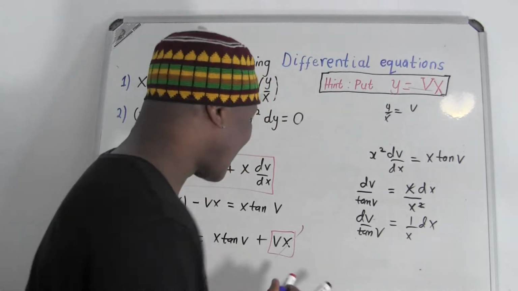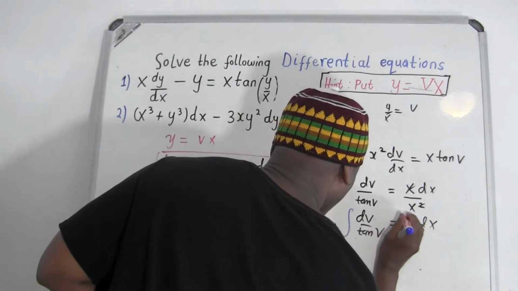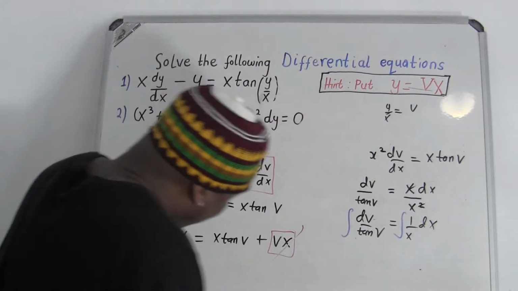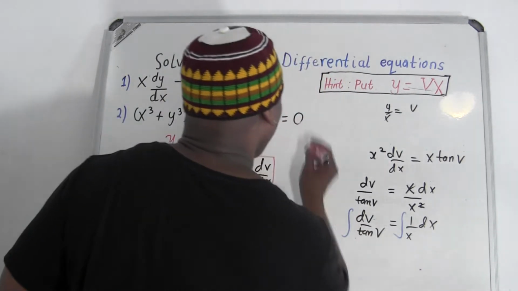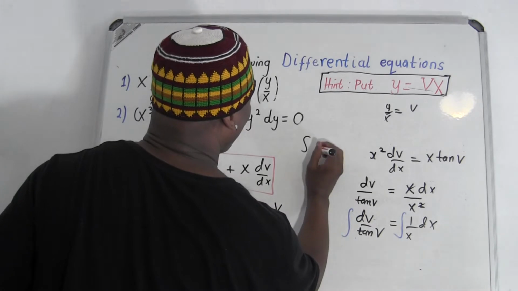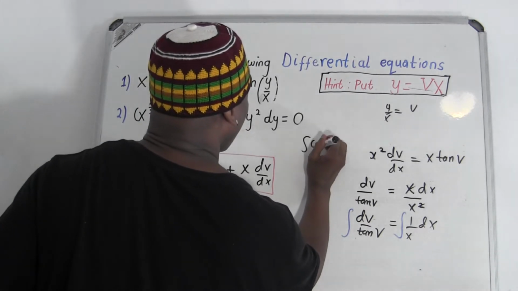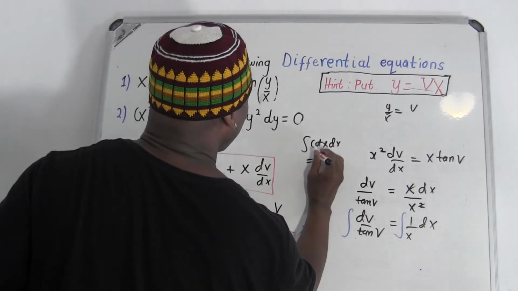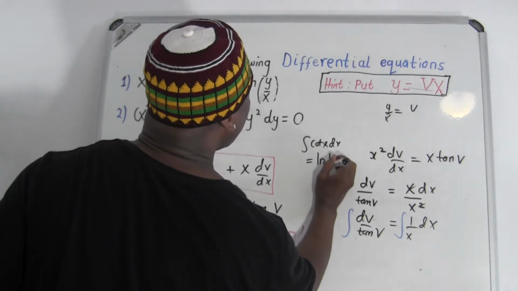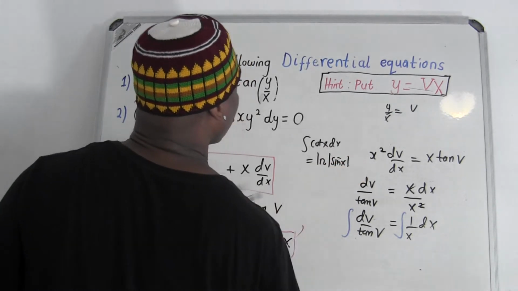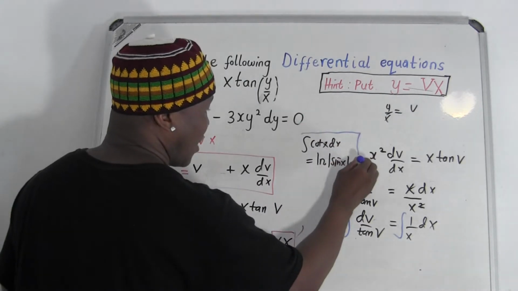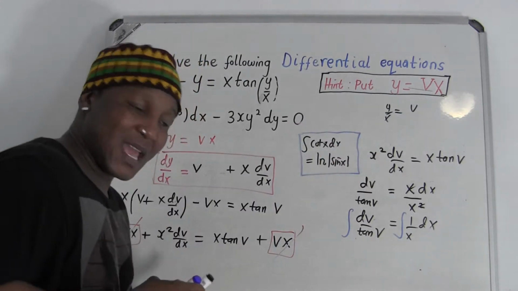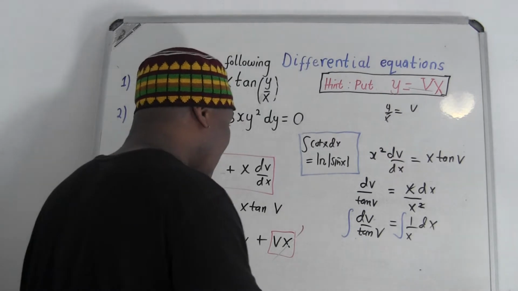Now let's integrate throughout. So we're going to integrate, and we're going to integrate easy. When you integrate 1 over tan, which means cot x dx, it gives us ln of sine x. You have to know that. This is very, very important. You have to know it from the integral rules.